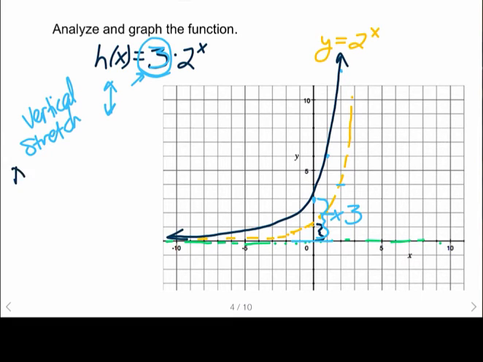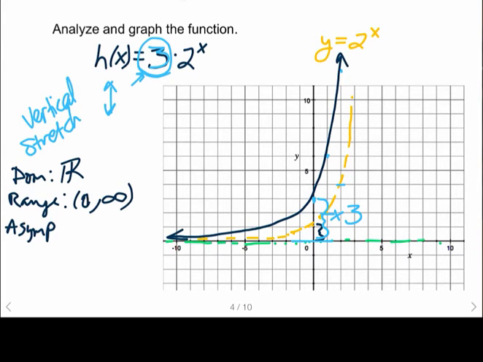That does not affect the domain, the range, or the asymptote. And so let's write down the domain is going to be all real numbers. The range is 0 to infinity. And the asymptote, the horizontal asymptote, is y equals 0. What it does affect is the y-intercept. The y-intercept is going to be 0, 3.